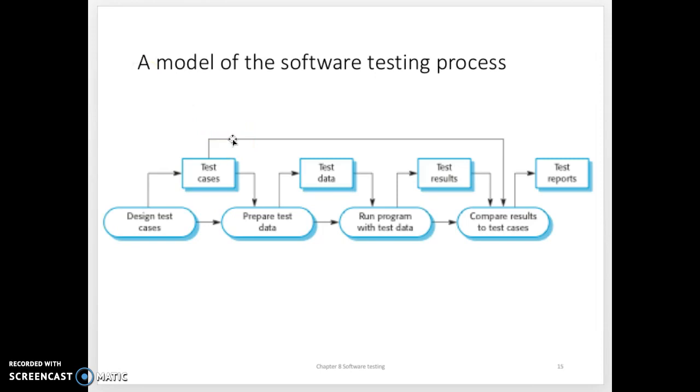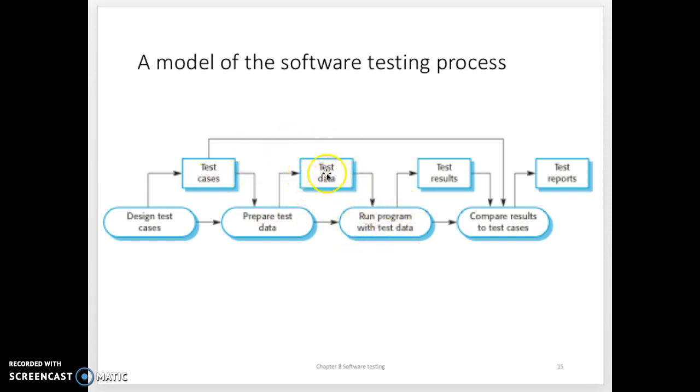This is a model of the software testing process, and you can see that from each process we produce a certain product that we rely on in the next process. From designing test cases, we have a group of test cases. Test cases, in a nutshell, are instructions for testing the system on a specific functionality. So we gather a group of test cases and then we prepare test data, because for these test cases we require data to be entered into the system. After preparing test data, we have the test data along with the test cases.